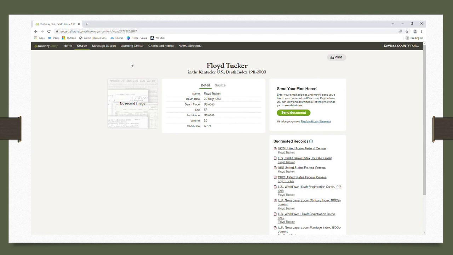So the top 3 results there are all 3 people who died on the same day in Owensboro, Kentucky. The middle one is Thomas Tucker. It's not Floyd. Go to the record, it says Thomas. So what do I do? I look at the actual image and see that it actually says Floyd. Thomas is his father. They just accidentally repeated his father's name.